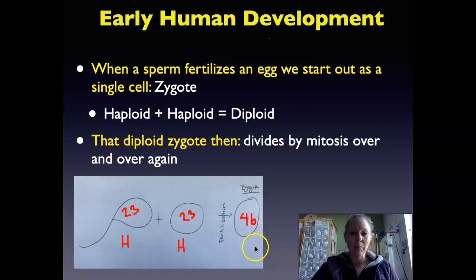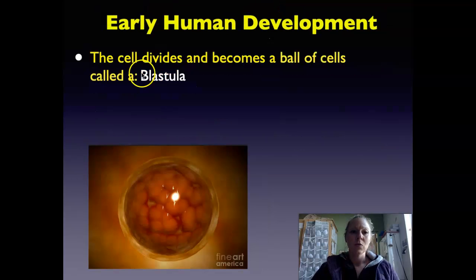It is this cell that is going to then divide by mitosis and divide again. So that cell becomes 2 cells. It then becomes 4 cells. It then becomes 8 cells, and so on and so on. And so the cell divides and becomes a ball of cells called a blastula. And so this is a picture of a blastula. So this is all of those diploid cells that have the identical genetic information from that zygote. And so it is growing and growing, dividing and dividing.